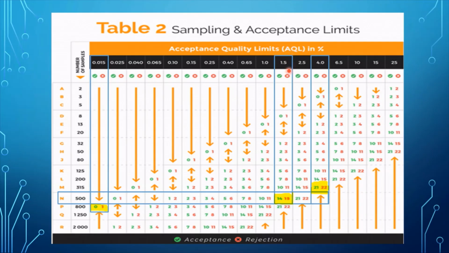Similarly, there should be only 1.5% major defects, which leads us to 14 as the acceptable quantity. This means if we found 15 products with major defects, then the whole batch would be rejected. Then there is 4% minor defects, in which 21 is the acceptable quantity, which tells us that if we found 22 products with minor defects, then the whole batch would be rejected.